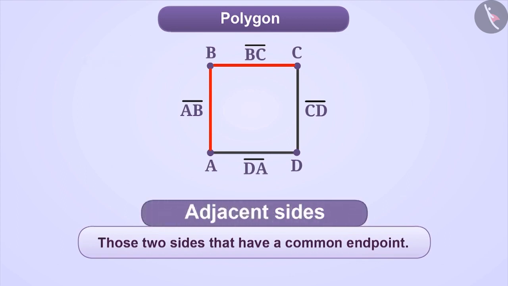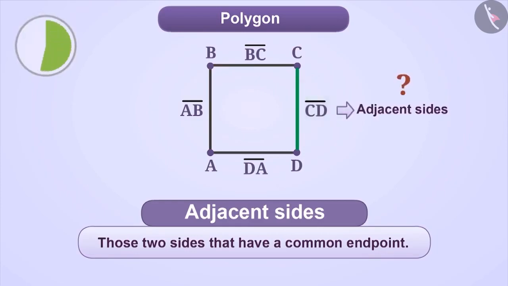So, can you tell me which are the sides adjacent to CD? Think. Absolutely correct. Since D is common in sides CD and DA and C is common in sides CD and BC, therefore, DA and BC are adjacent sides of CD.